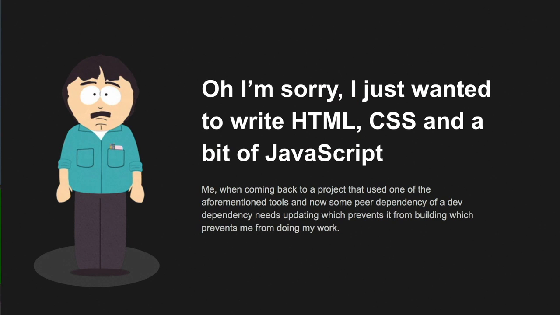And this was me. Every time I came back to a project with these kinds of tools, I would have some dependency or peer dependency of a subdependency of a dependency needs updating, and it's preventing me from actually building my application. I'm running node build, and nothing's coming out. I'm not seeing anything in my browser, which is the reason I was employed, to do stuff in the browser.